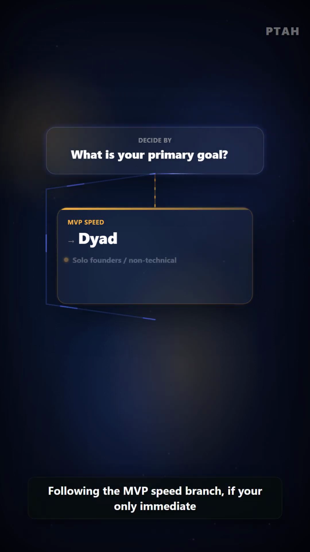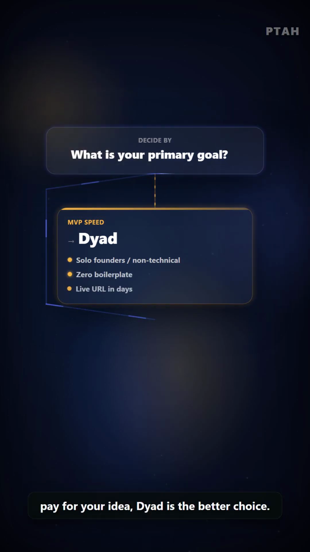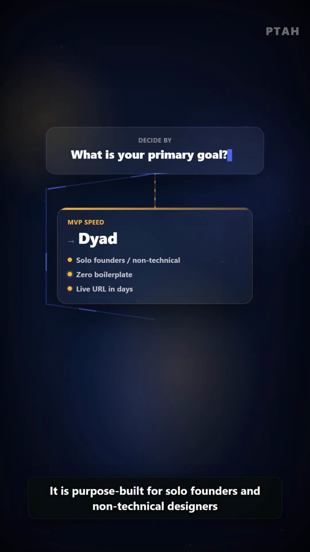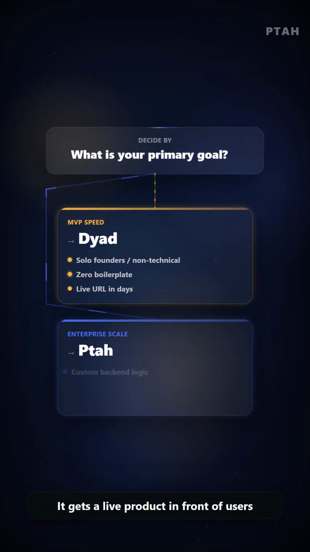Following the MVP speed branch, if your only immediate metric for success is proving that a customer will pay for your idea, Dyad is the better choice. It is purpose-built for solo founders and non-technical designers who cannot afford to spend weeks wrestling with boilerplate. It gets a live product in front of users in days.